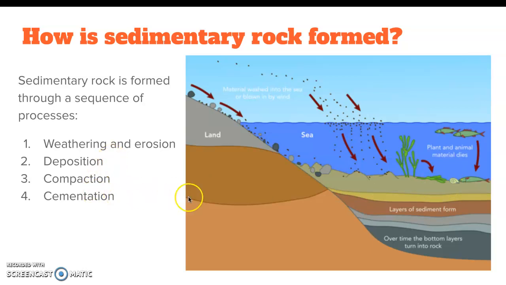Then the last process is cementation, which it doesn't really show here, but we're going to get to that. It's basically just saying you have minerals that are dissolved in water. Remember, we talked about that in section 1, how minerals can dissolve in water, and when they do, the little chemical bonds that hold the mineral together are broken, and you have free-floating atoms in the liquid.